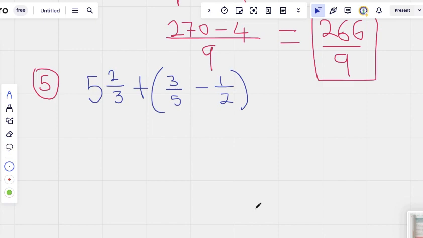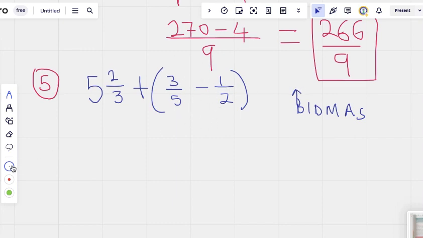So it's the same, we're going to follow BODMAS. Every time you have a fraction, a mixed fraction like this, and they want you to do the operation, you follow BODMAS. Now in BODMAS, there's a bracket. So we have to solve anything inside the bracket first.